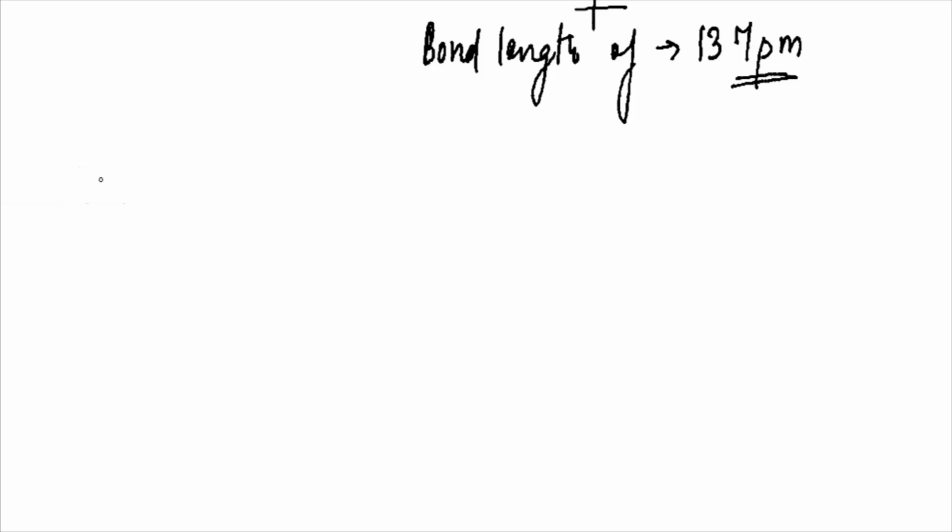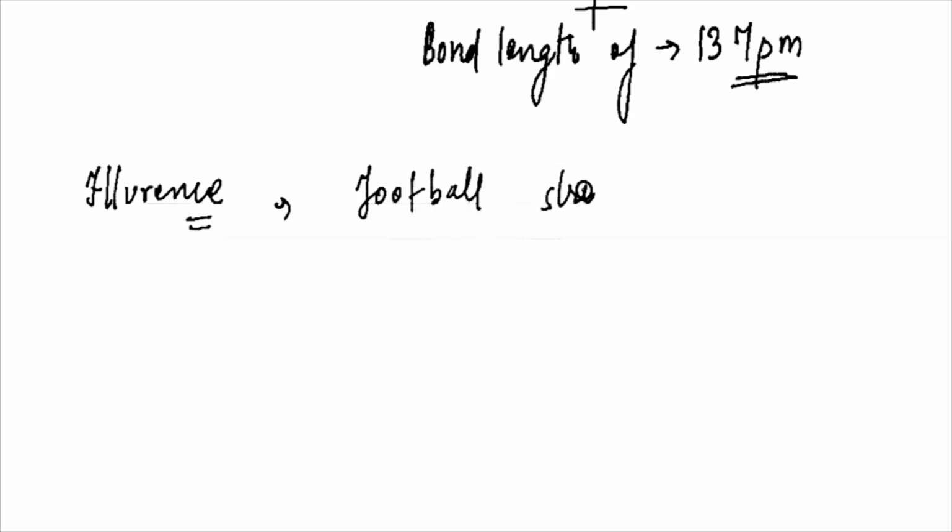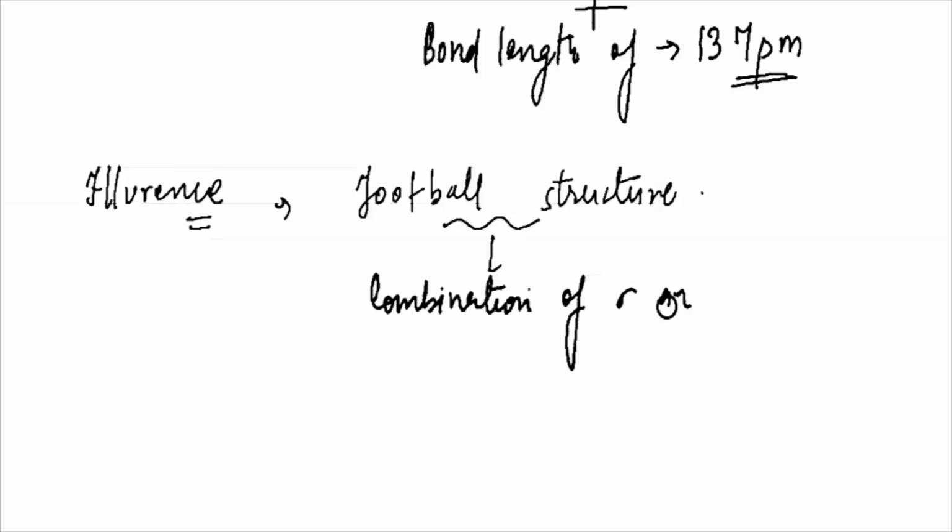Now moving on, we have fullerenes. Fullerenes have a football structure. We won't be able to draw the structure because it's pretty complex, right? It has a football shape, and just like graphite and naphthalene, it also has a combination of sigma and pi bond.